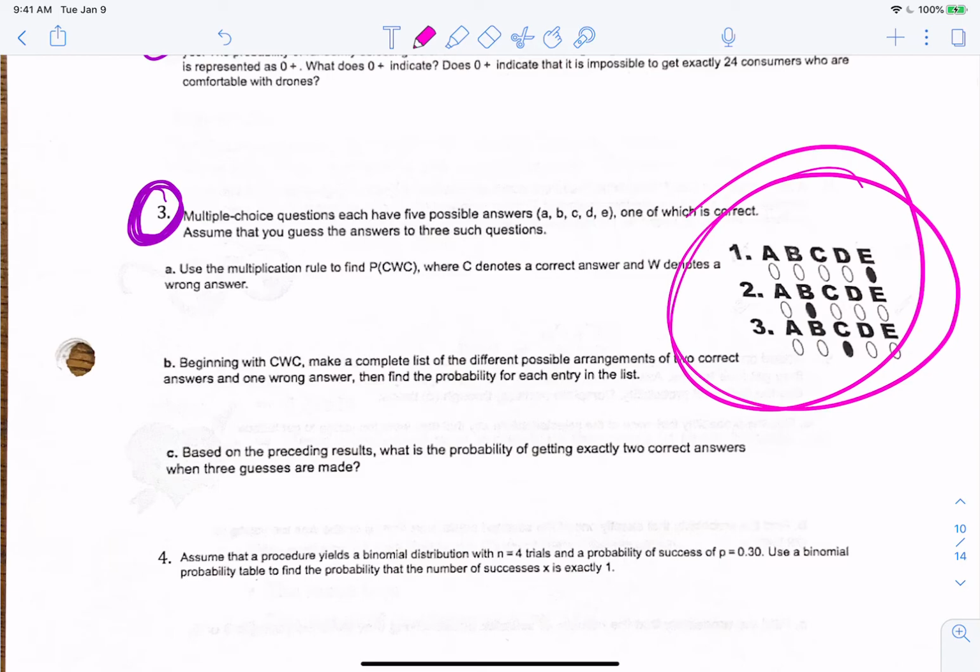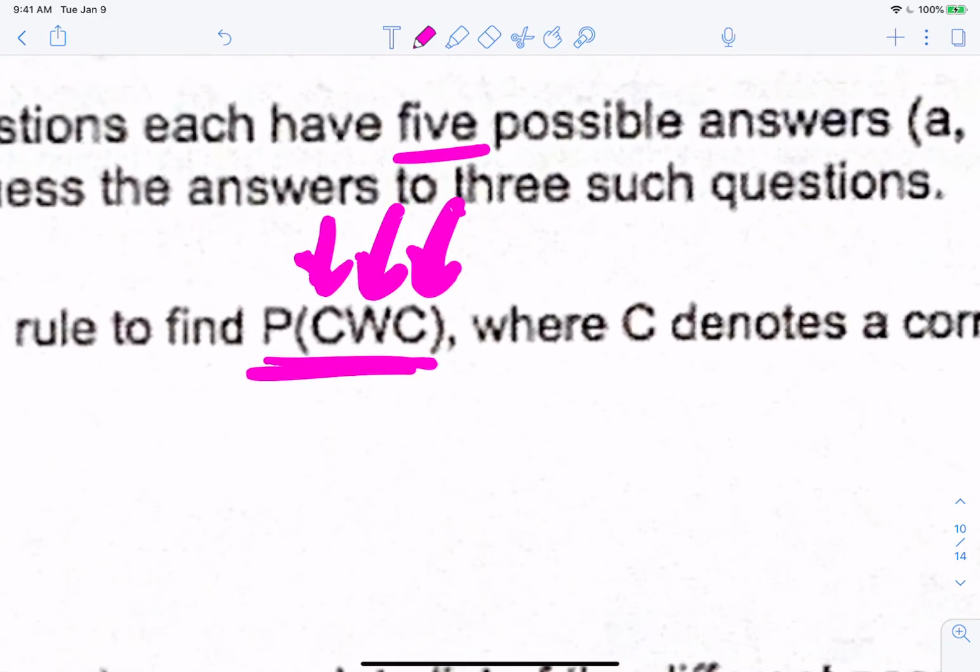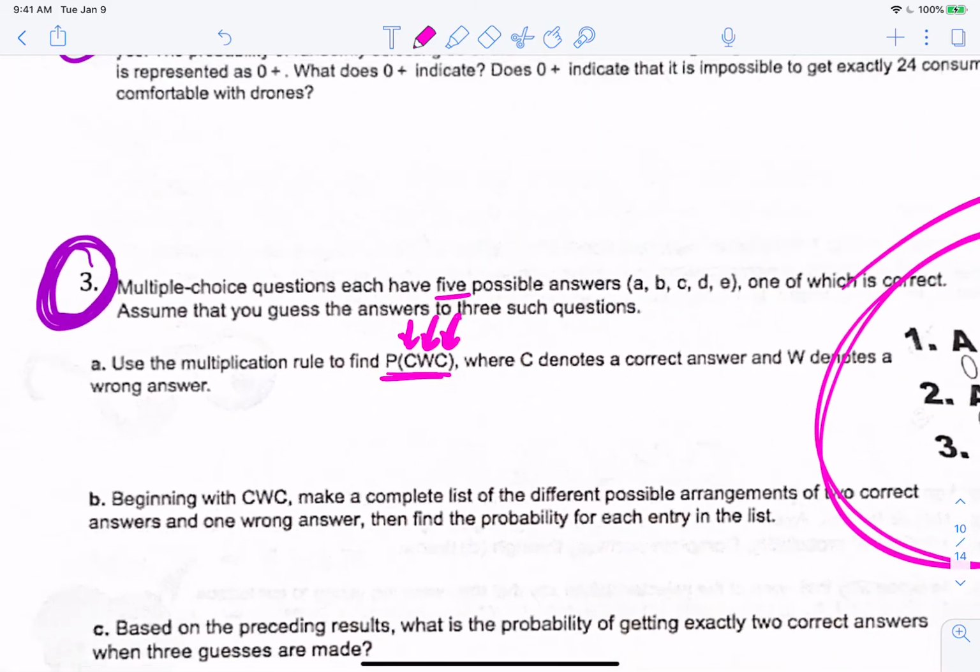Multiple choice questions each have 5 possible answers. They are A, B, C, D, and E, kind of like the ACT does. One of which is a correct answer. Assume that you guess the answers to 3 such questions. Use the multiplication rule to find the probability of a correct, a wrong, and a correct. Probability of CWC, where C denotes a correct answer and W denotes a wrong answer.